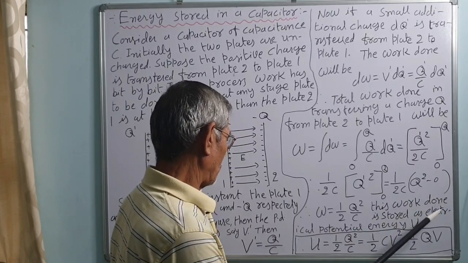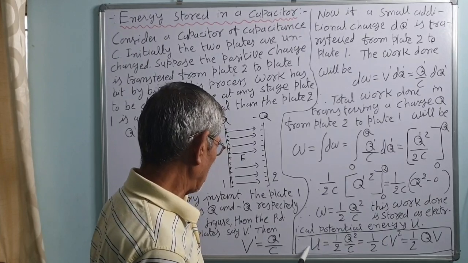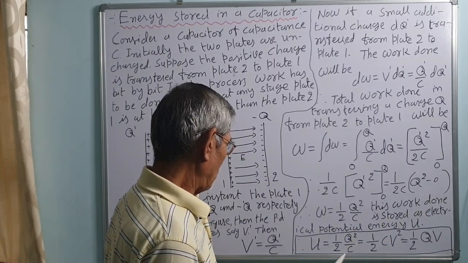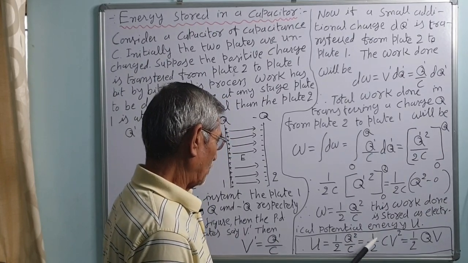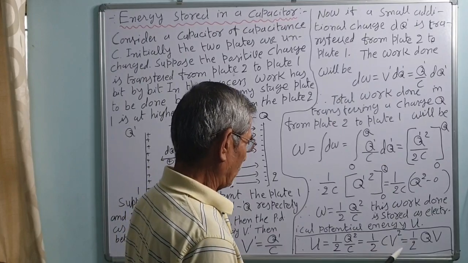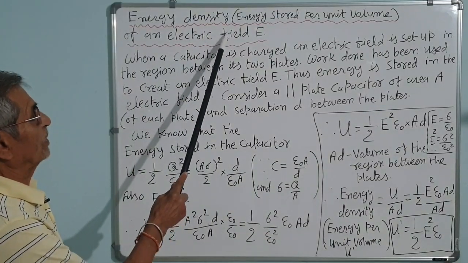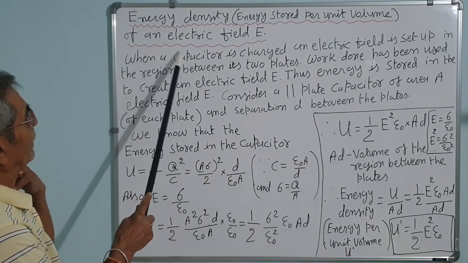This work done is stored as electrical potential energy U. Therefore, the electrical potential energy U stored in a capacitor is equal to half q^2 upon C, which can be written as 1 upon 2 CV^2, that is equal to 1 upon 2 QV.